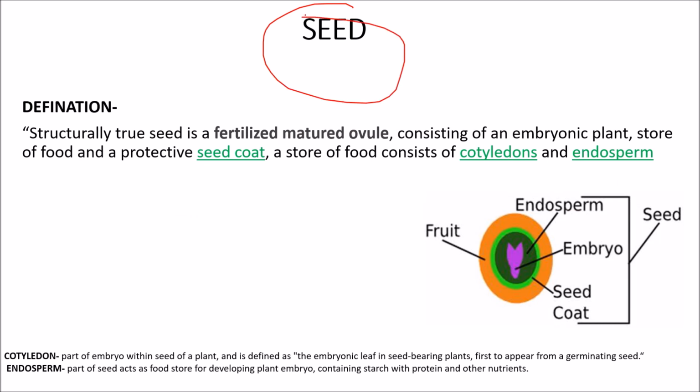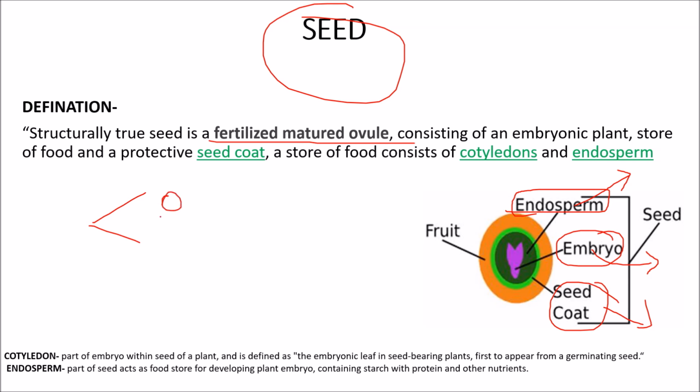If we name it in the form of a definition, structurally a true seed is a fertilized mature ovule. It consists of majorly three parts. One is called the endosperm, second is the embryo, and the third is the seed coat. The endosperm is called the storehouse of food. The seed coat is a protective layer, and the embryo is the very important part of the seed. If we say, it consists of two main parts. One is the endosperm, and the other one is the cotyledons.